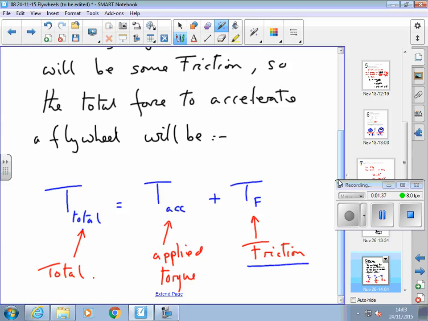This is a physical situation. We're trying to get a flywheel to accelerate. We try and minimize the friction torque where possible, but the total torque we apply has got to be the applied torque to get it to accelerate plus the torque required to overcome the friction force in this flywheel. So that's another formula to add to our list of formulae to do with flywheels.